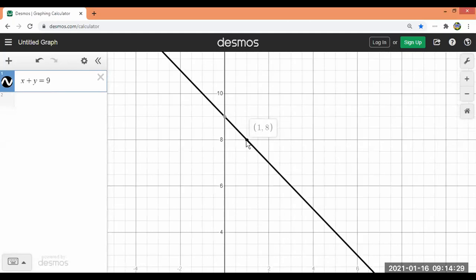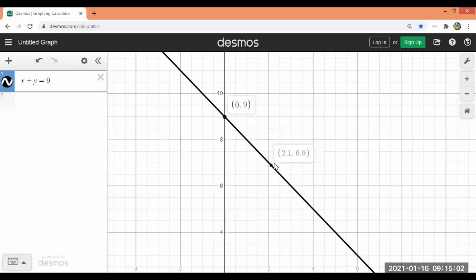Any point on this line is a solution. So you see, this is 1 comma 8. 1 comma 8 is a solution of this linear equation. Next, you can check 0 comma 9. This is also a solution. Next we take x equals 2. So over here you can check this number. 2 comma 7 is also a solution of this equation.